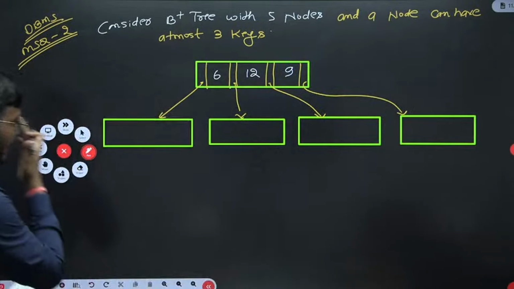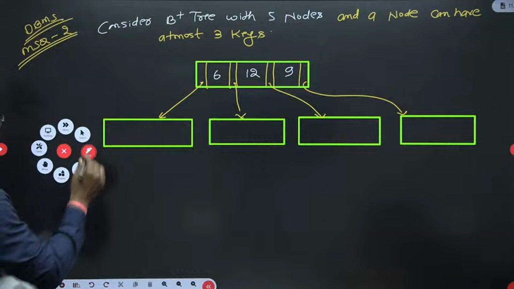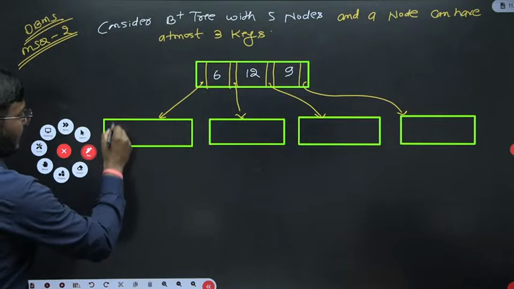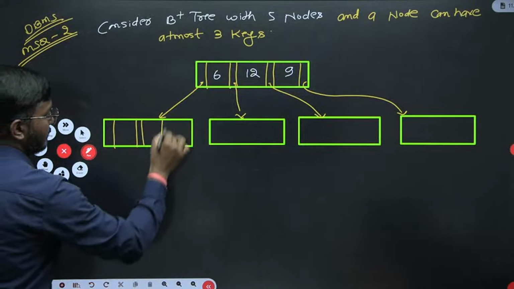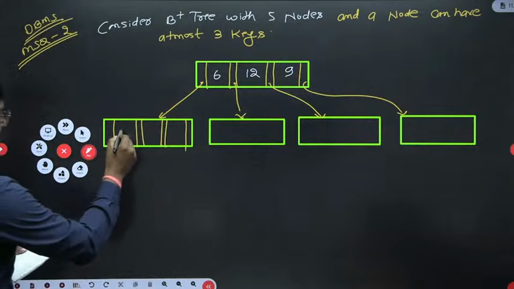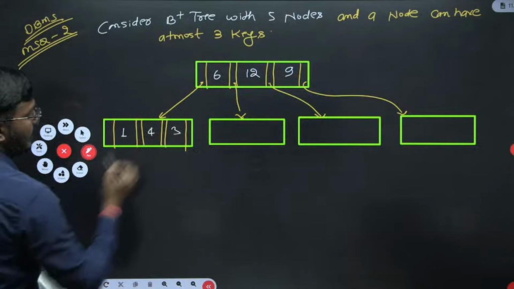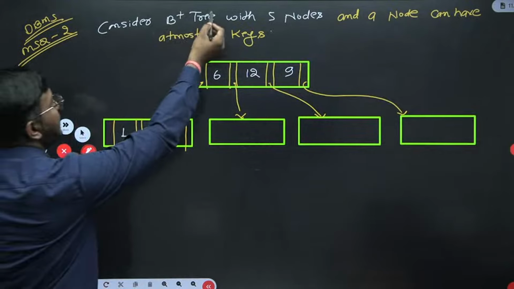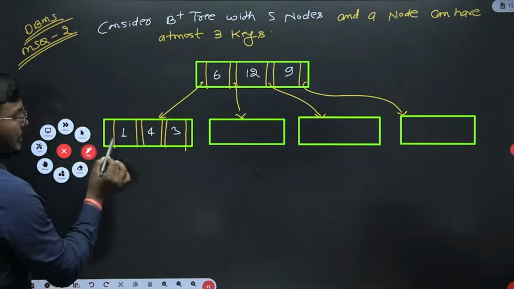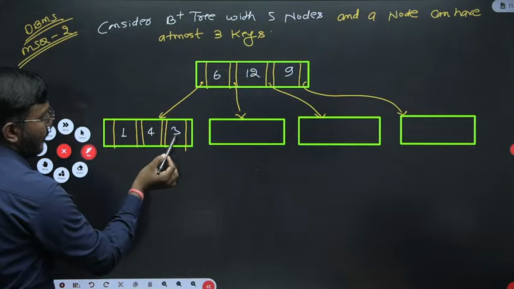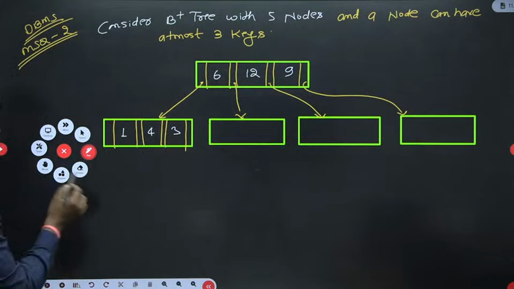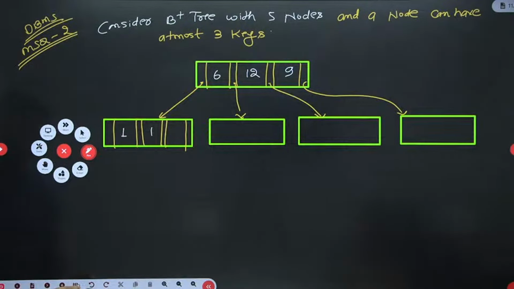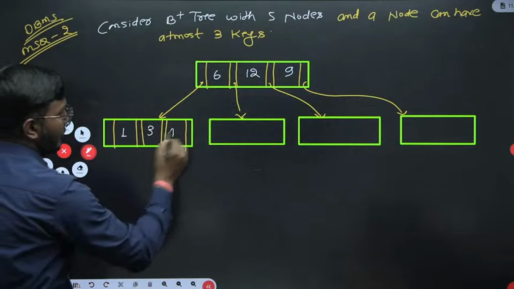In the paper the data was given incorrectly, with 1, 4, 3. But actually this B plus tree is nothing but a search tree, so the data should be 1, 3 and 4. Getting my point? 1, 3 and 4. So let's just make it correct here. In the paper it was given as 1, 4, 3, so 1, 3 and 4.